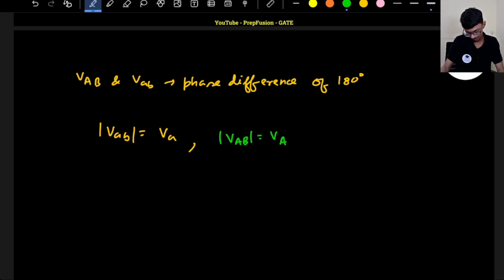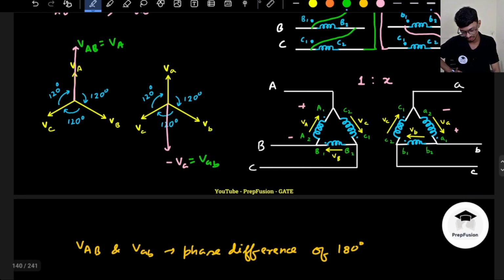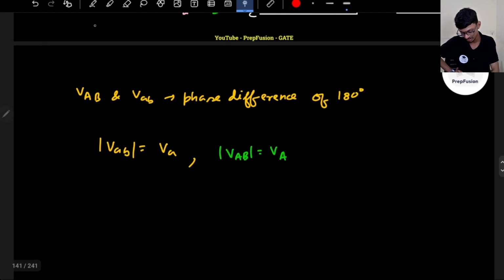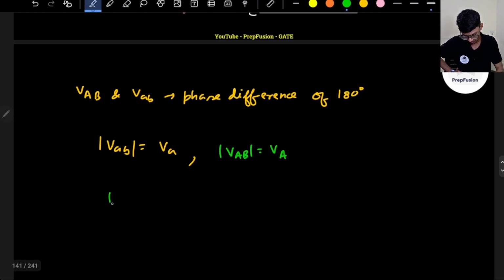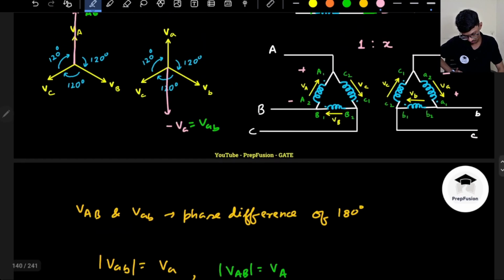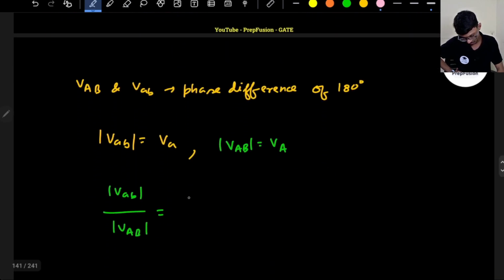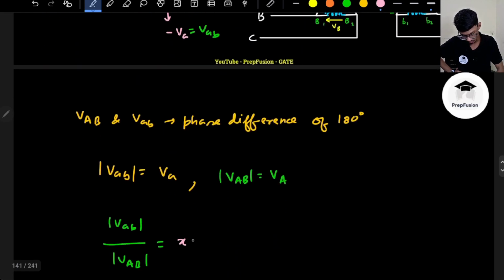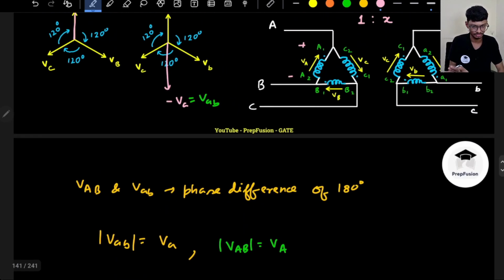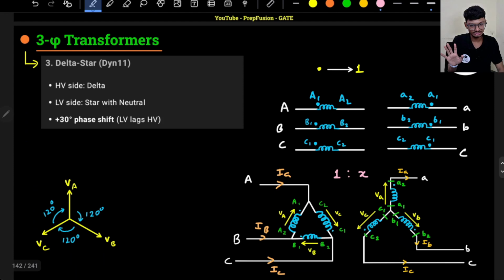So basically the phase voltage ratio is 1 upon x only, so it will not make any difference. Small vab upon capital VAB will be equal to what? It will be equal to, sorry, it is x upon 1, so x. So don't remember the formula, just remember the derivation. It remains the same, it does not change.